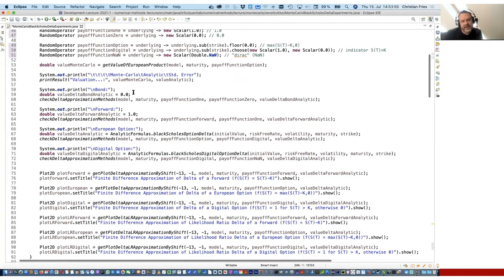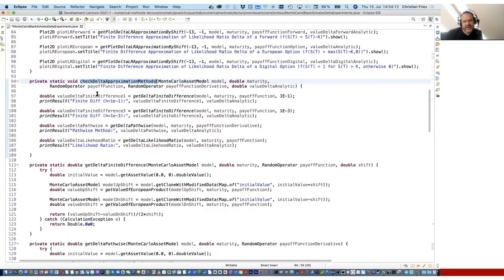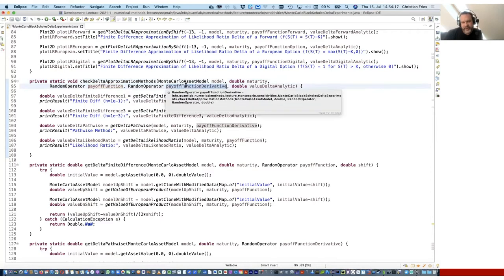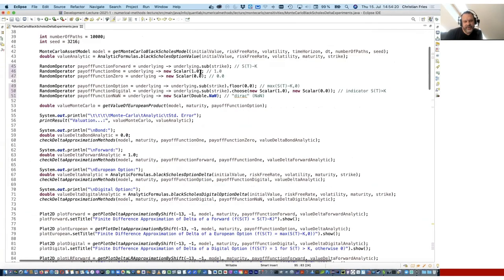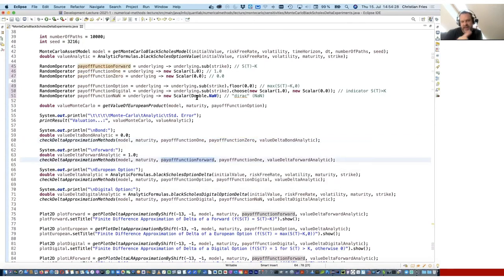Okay, and then I can check different approximation methods for different such payoff functions. And here I always provide the function and its derivative. So if you look at this implementation here, it will require the payoff function and the derivative of the payoff function. So let's just check that I always did this right. If I pass the function that is constant one, the derivative is zero. If I pass the function that is S minus K, the derivative is just one. So that's correct.